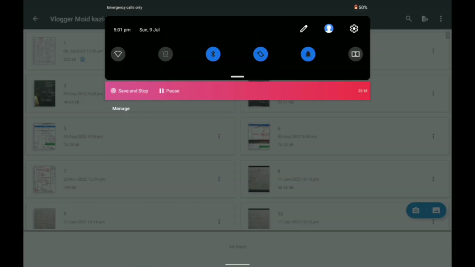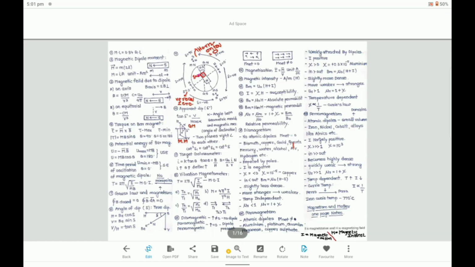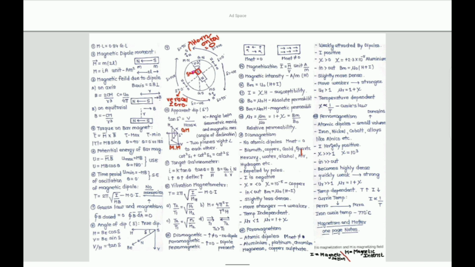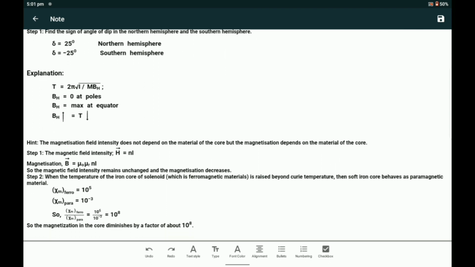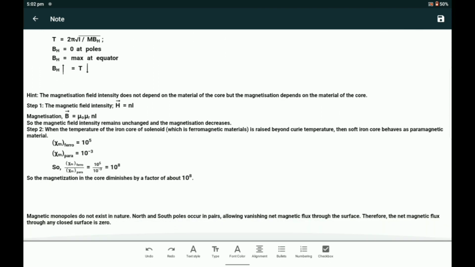So I think for today it is sufficient. These are some extra points; you can take a screenshot or note them.